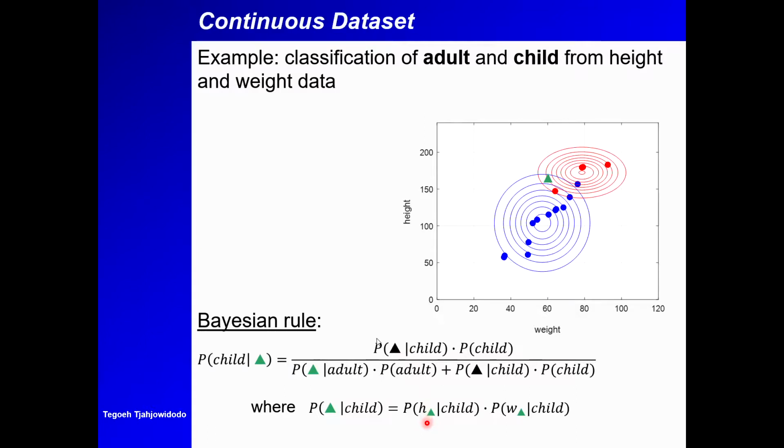How to calculate that? We use the chain rule. We discussed the chain rule in the previous video. So we just use the chain rule. If you need to refresh your memory, you can pause this video, go back to the previous video, and look at the chain rule story there. Basically, how do we calculate the probability of the new individual given it is a child? It's just calculating the probability of the height of that individual given it is a child, multiplied by the probability of the weight of the new individual given it is a child.